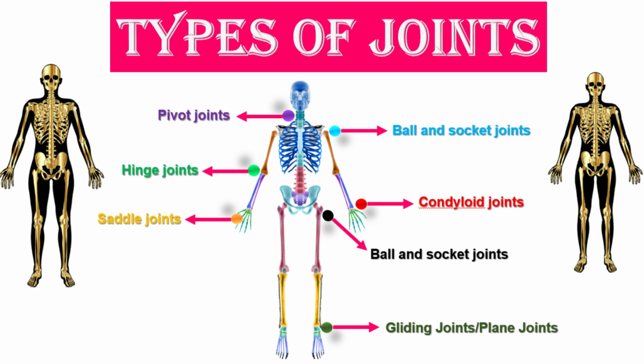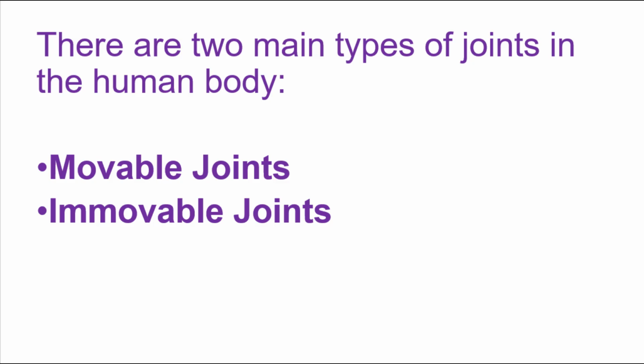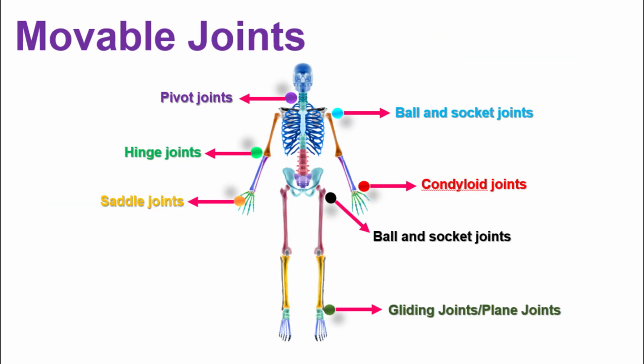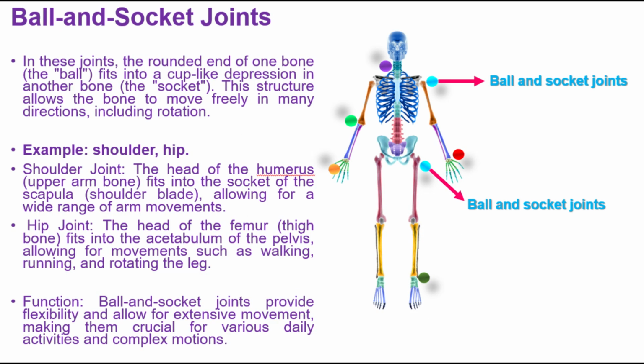Types of joints. There are two main types of joints in the human body. These are movable joints and immovable joints. Let's first discuss movable joints. Movable joints allow for various types of movement. These include ball and socket joints, hinge joints, pivot joints, condyloid joints, saddle joints, and gliding or plane joints. Let's discuss these joints one by one.